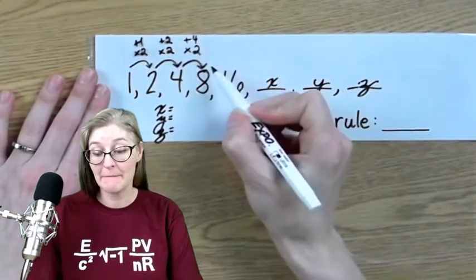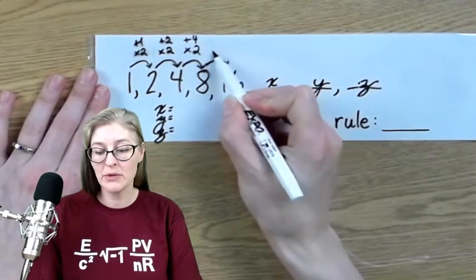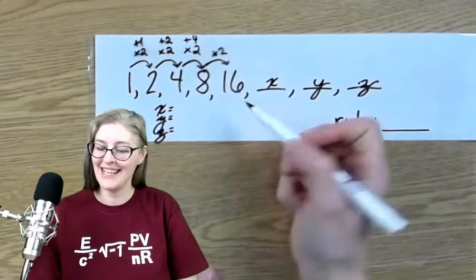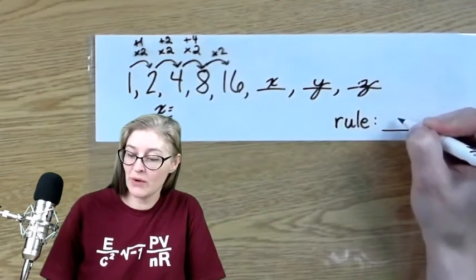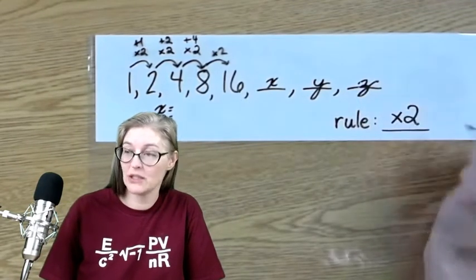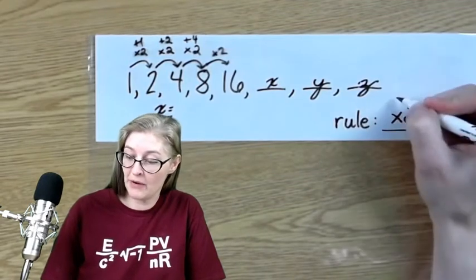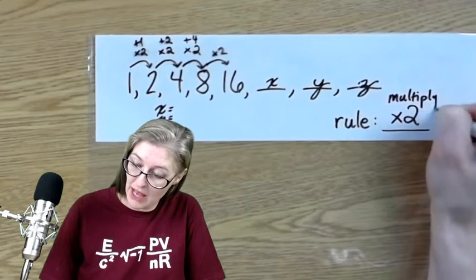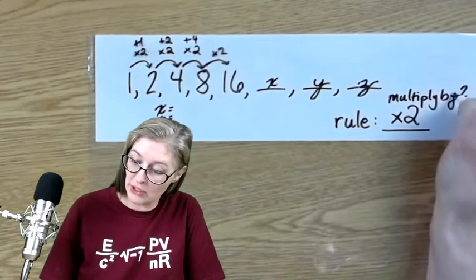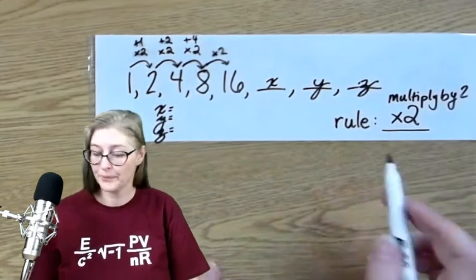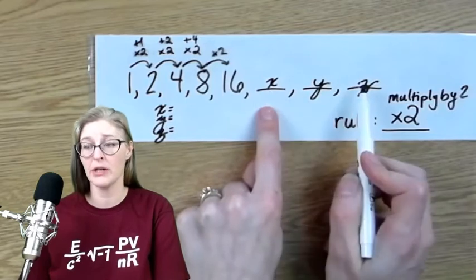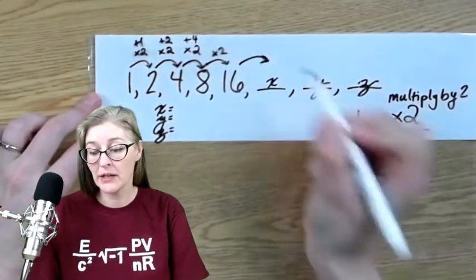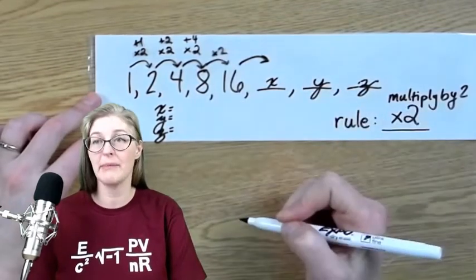Now I'm going to test it and say, okay, if I'm doing times 2, 8 times 2 is 16. So my rule is going to be times 2. I could also write it out in word form and say multiply by 2. That's fine too. Now I know I've got 3 more terms, x, y, and z here. So for my next term, I'm going to have to multiply by 2.